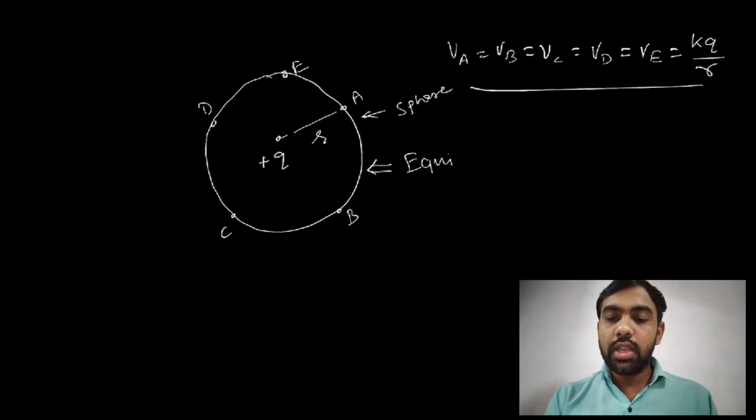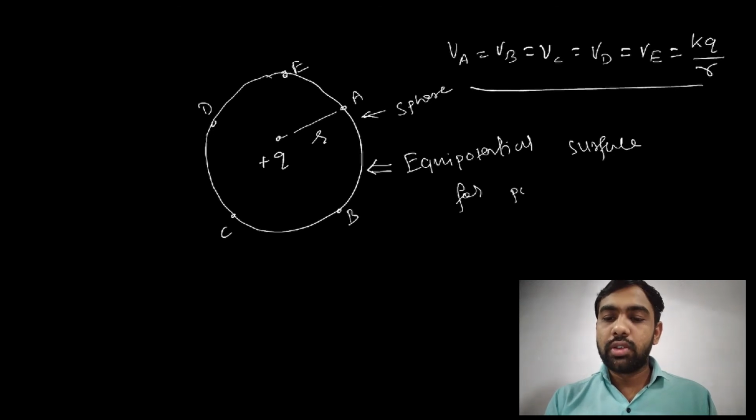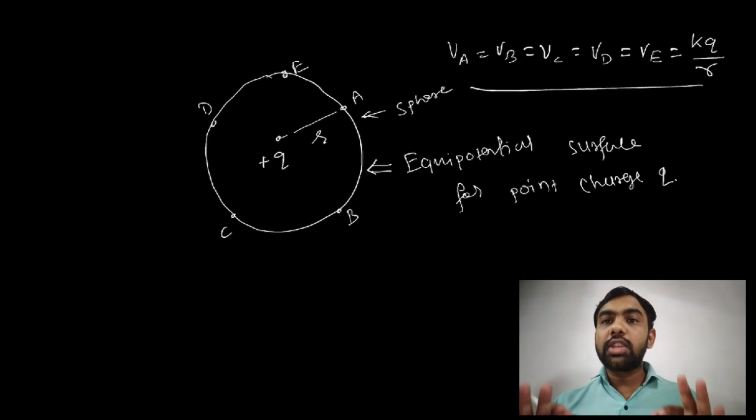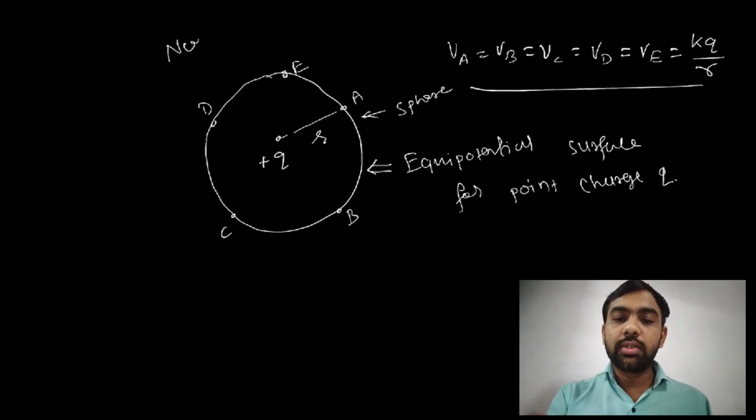This is what? Equipotential surface for point charge q. पॉइंट चार्ज क्यू के लिए जो सरफेस ड्रॉ किया वो कैसी है? इक्विपोटेंशियल है. तो इस तरह की कोई भी सरफेस आप ड्रॉ करते हो उसको क्या बोलते हैं? इक्विपोटेंशियल, where the potential is same over the surface. Over the surface, if the potential is same, then we call it an equipotential surface. Okay, all of you guys note this.